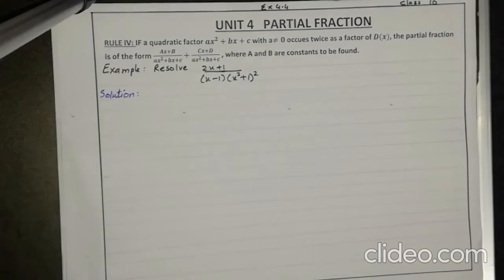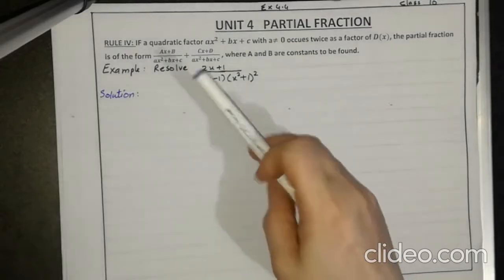In your previous video you learned about rule 3, and before that I told you that we have 4 types of algebraic fraction which you want to resolve into partial fractions. Let me repeat for you. Rule 1 was when you have a non-repeated linear factor in a denominator. Rule 2 is when you have a repeated linear factor, and rule 3 was when you have a quadratic factor occurring once in a denominator. Now we have rule 4.